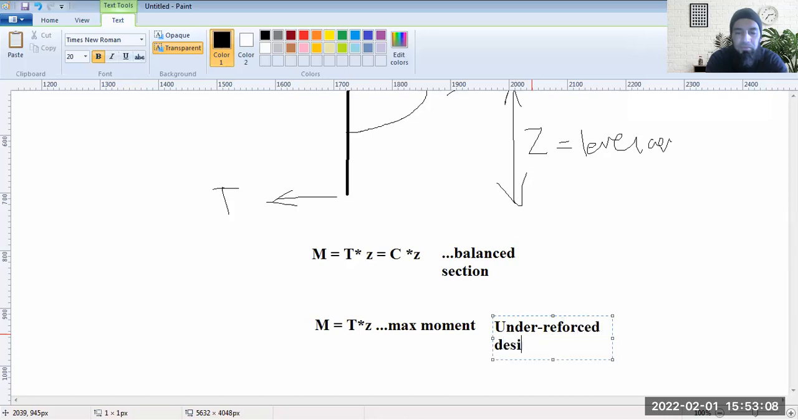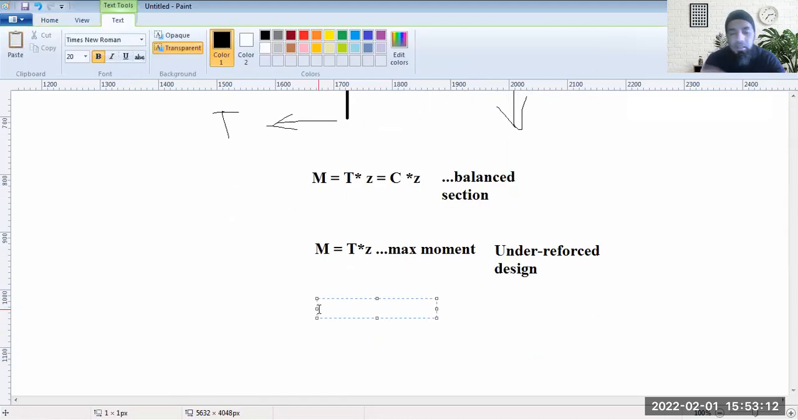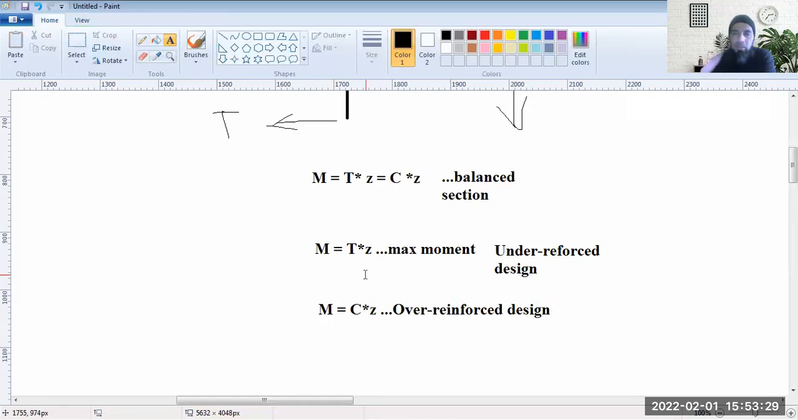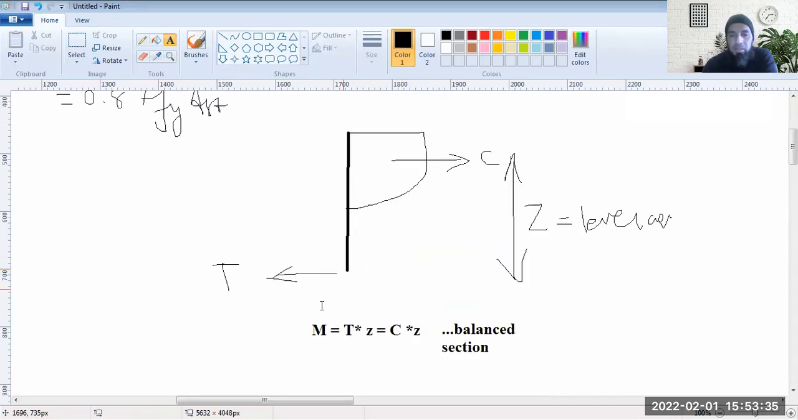और अगर ये over reinforced है, then C will be dictating. In an over reinforced design approach, C will be dictating. So there the moment will be C into Z. For a balanced section, quite easy. T is equal to C, so moment will be T into Z or C into Z.